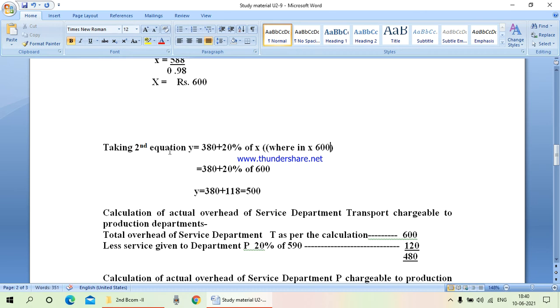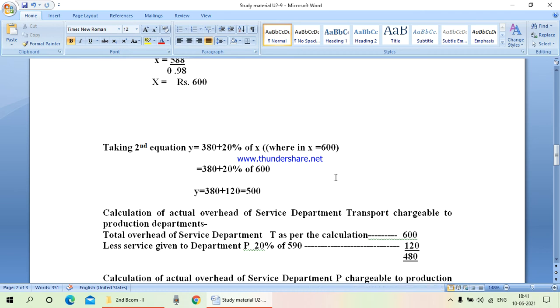So taking the second equation, Y is equal to 380 plus 20% of X. X is equal to 600. So 380 plus 20% of 600. 20% of 600 is nothing but 120. So 380 plus 120 is equal to 500.